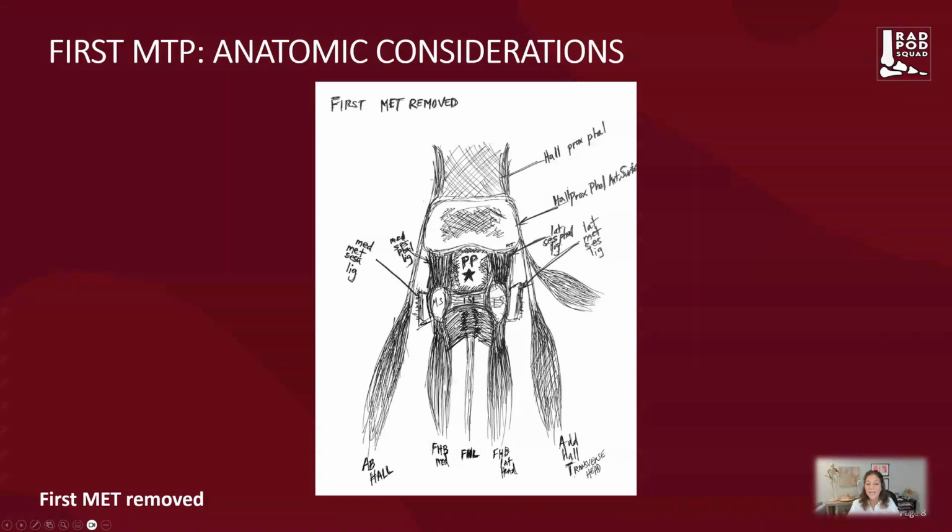So these are static and dynamic. The static considerations are the sesamoids and the dynamic stabilizers of the first MTP joint. Furthermore, at the first MTP joint, we have these collateral ligaments, and those are further reinforced medially with the abductor hallucis and laterally with the adductor hallucis, both the transverse head and the oblique head.